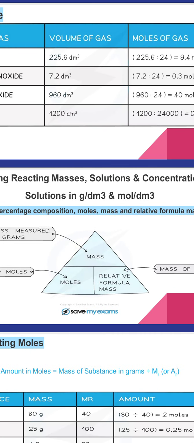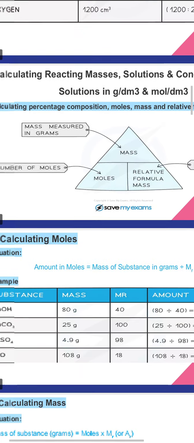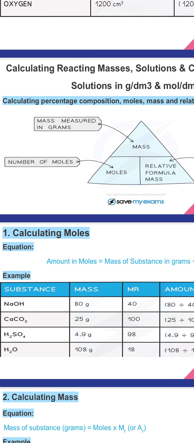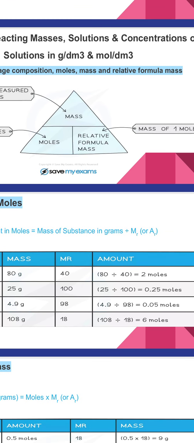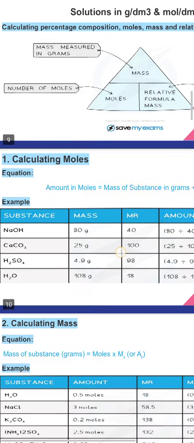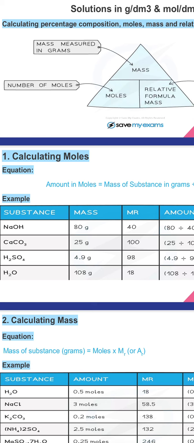So you can see in this particular slide how to convert. Now calculating the moles. Amount in moles equals mass of substance in grams divided by Mr or Ar. So you can see the example: substance, mass, Mr, amount. Substances are NaOH (sodium hydroxide), calcium carbonate, H2SO4, H2O, and the masses of these substances are 80 gram, 25 gram, 4.9 gram. And you could say how to convert.